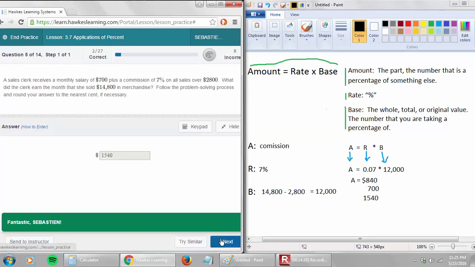And fantastic, it says. And Hawks is kind of funny. I like that it gives me these little encouraging things at the bottom. I do wonder why they always feel the need to capitalize my entire name. I think they probably do that to everyone, but I find that a little bit silly.